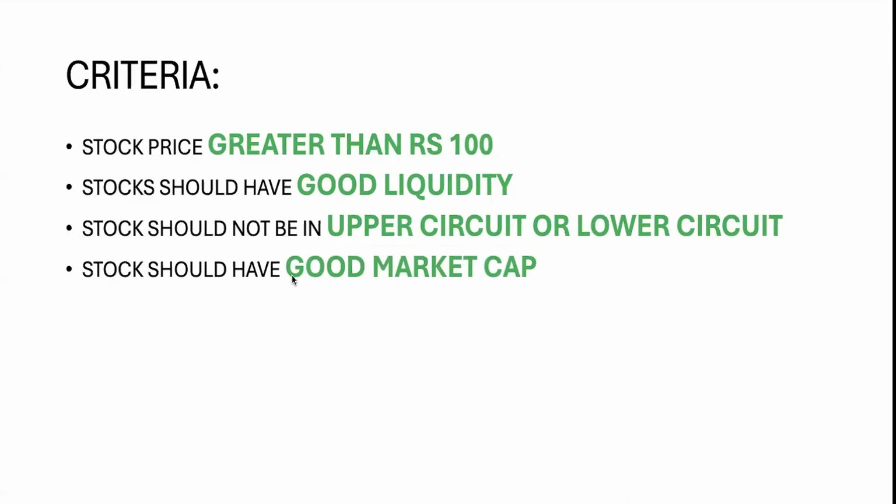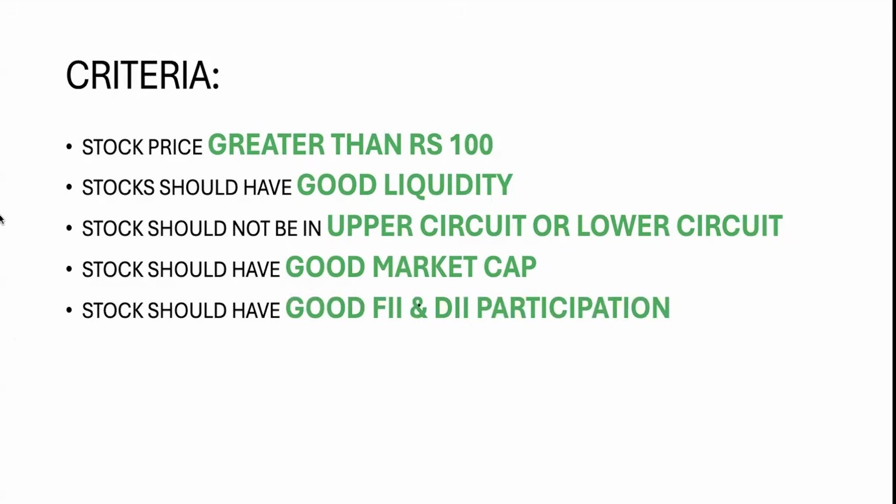Next one is you have to go for stocks which have a good market cap. Normally big companies will have good market cap, so you should select such stocks. Next, stocks should have good FII and DII participation. So how do you know which stocks have good FII and DII participation? Most of the time, stocks which have good volumes have good FII or DII participation. Retail traders like you and me can't push the stocks up and down, right? Only big players like FIIs and DIIs can push the stocks up or down.